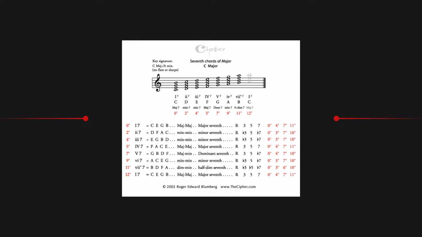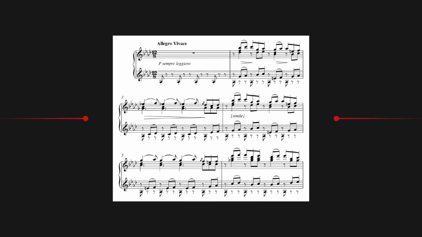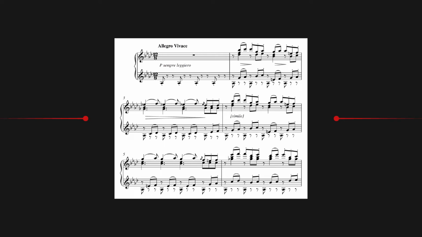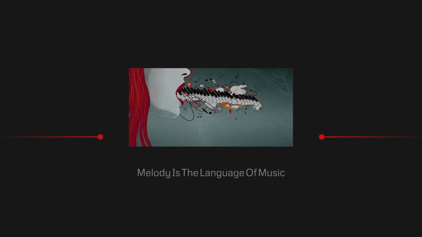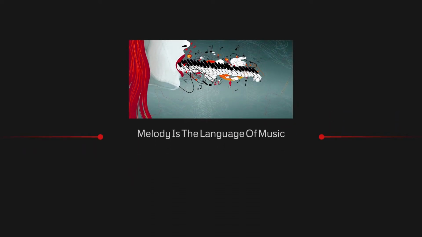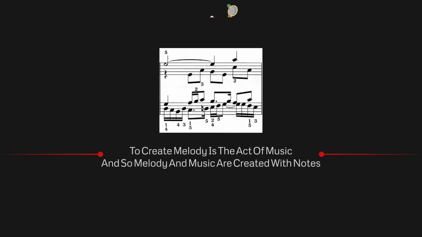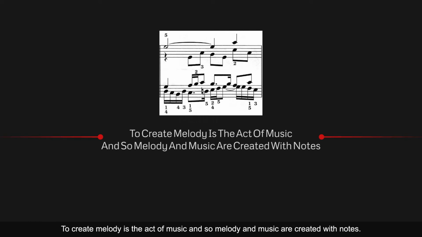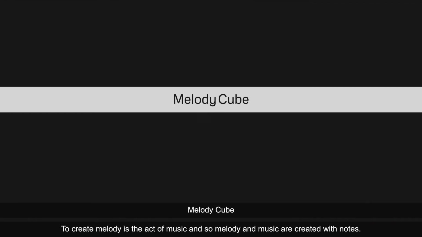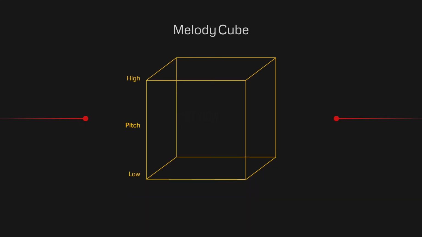Writers put letters together to form words; musicians put notes together to form chords and sevenths. Literates then add the words into phrases, paragraphs, chapters, and books; composers into songs, movements, concertos, and symphonies. Melody is the language of music, what the mind and the reason create. Just as in tennis, the game is to hit a ball with a racket. In music, the game is to play notes with the voice or with musical instruments. To create melody is the act of music, and so melody and music are created with notes. Melody cube. High, pitch, low; close, scale, far; slow, tempo, fast.